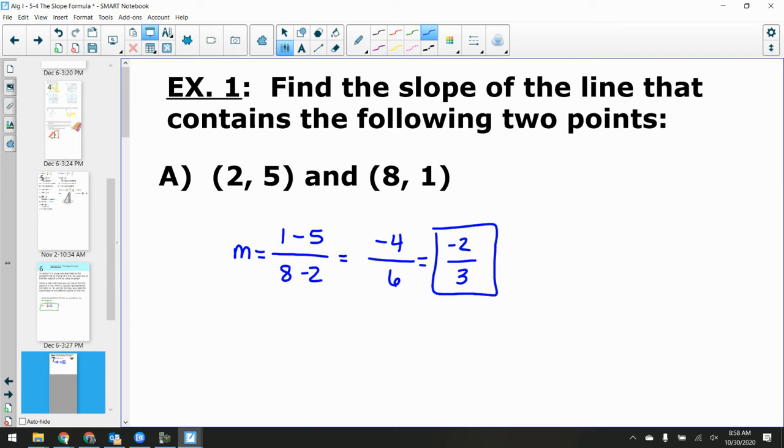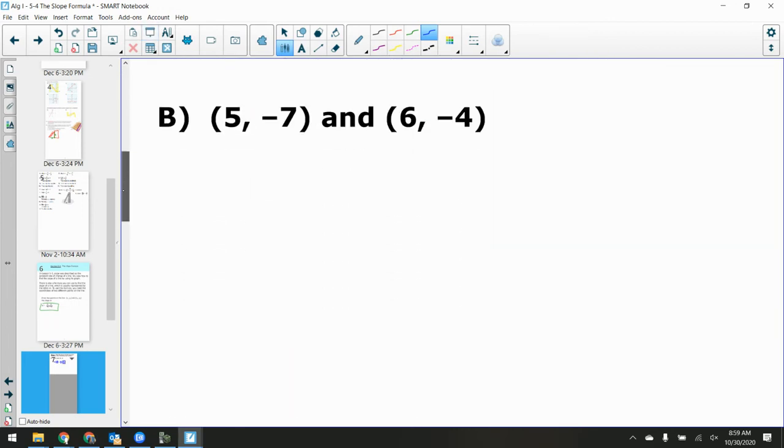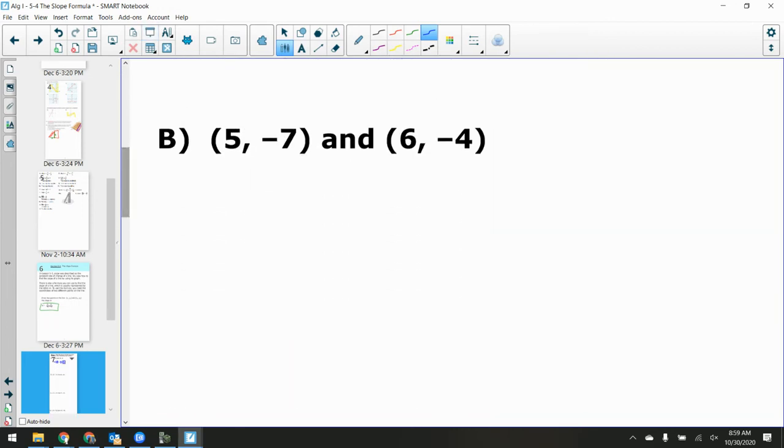Okay, that's the slope formula, right? Difference in the y's divided by difference in the x's. Remember, you're always taking y divided by x. Let's do another one for practice. 5, negative 7, and 6, negative 4. Go ahead and try to set it up for yourself.